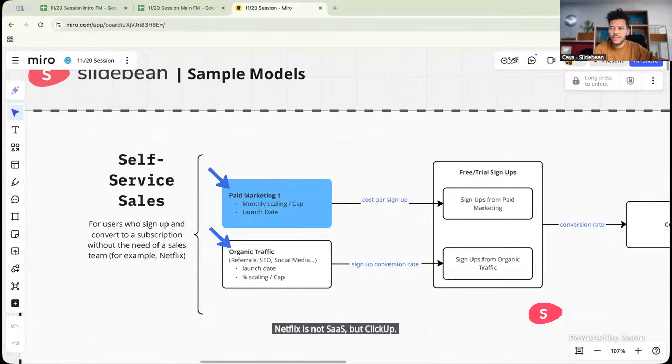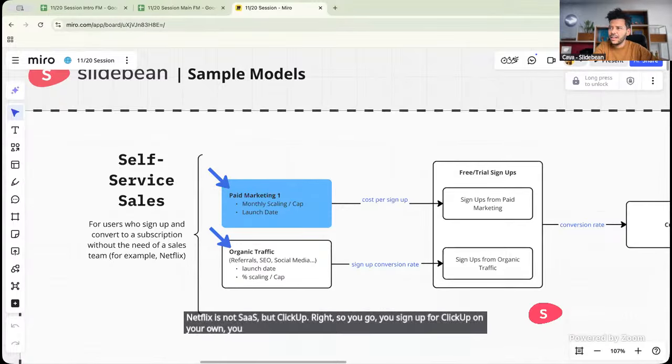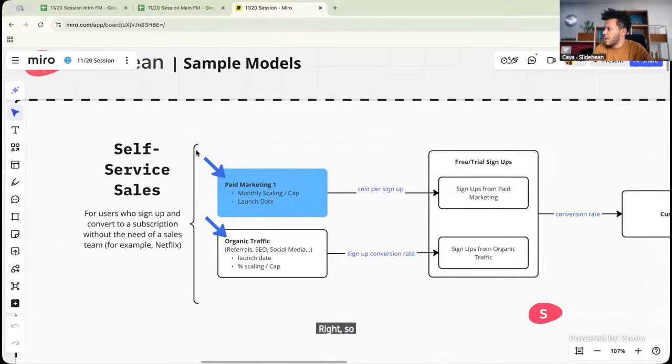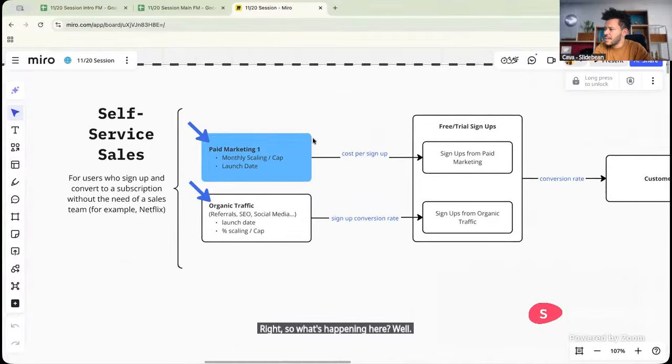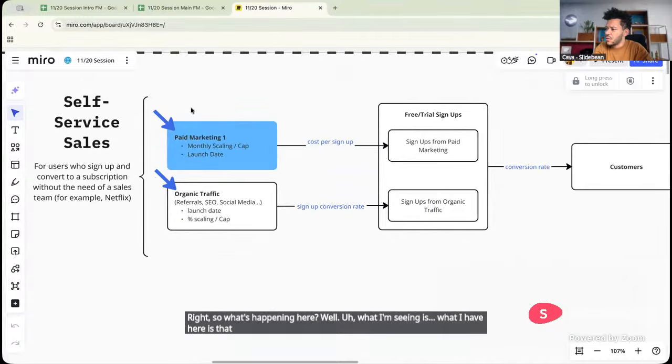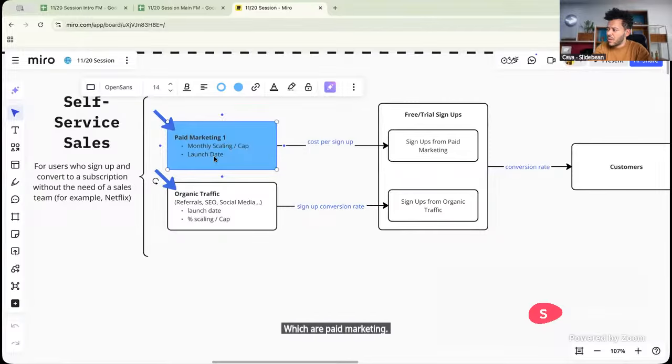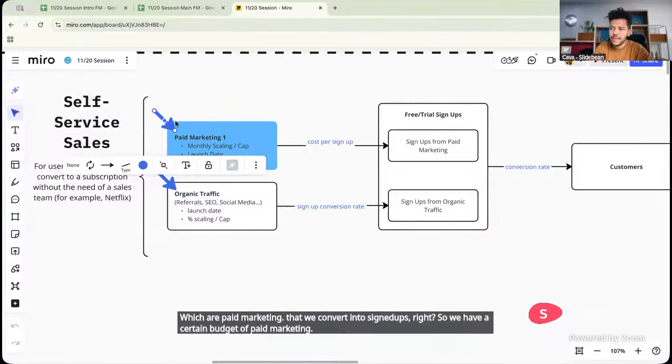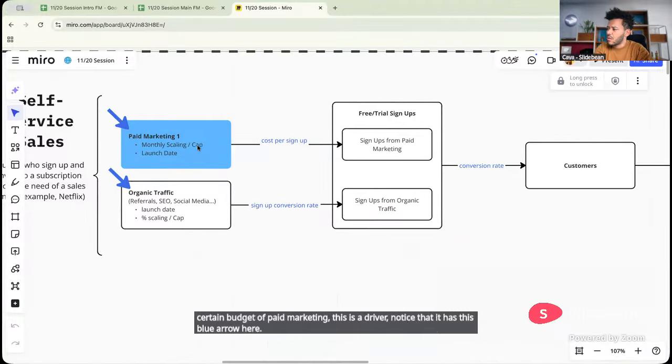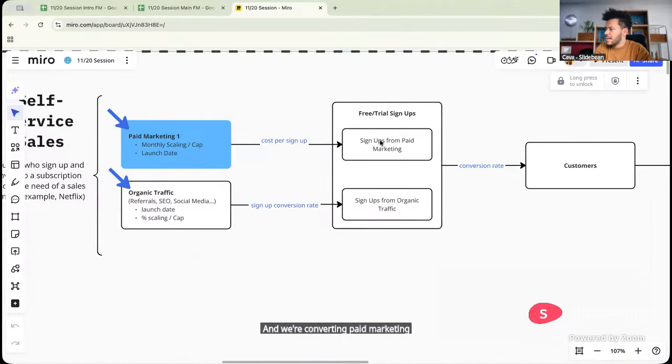So you sign up for ClickUp on your own. You don't need any sales team to convert you to ClickUp. It's more of a self-service thing. So what I have here is two drivers for the revenue of this potential company, which are paid marketing that we convert into signups. We have a certain budget of paid marketing. This is a driver. Notice that it has this blue arrow here, and we're converting paid marketing dollars into signups through this cost per signup.